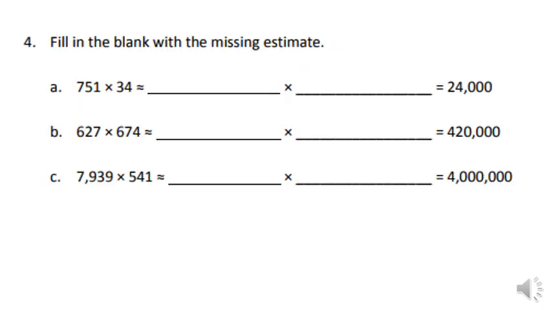Question number 4. Fill in the blank with a missing estimate. Okay. I'm going to do B. I know 627 is closer to 600 than it is 700. So I'm going to put 600 here. And I know that 674 is closer to 700 than it is to 600. And this makes sense because 6 times 7 is 42, and I have 1, 2, 3, 4 zeros. 4 zeros. It matched.